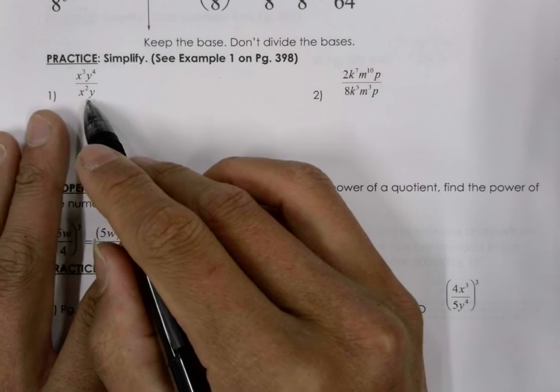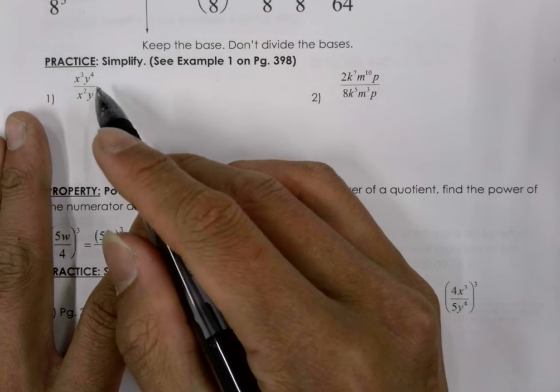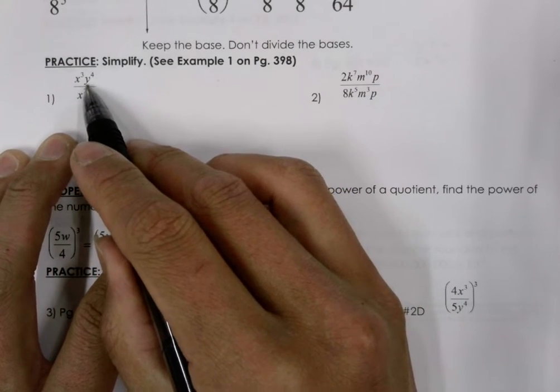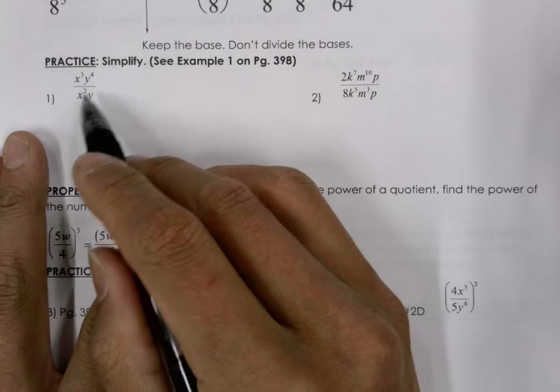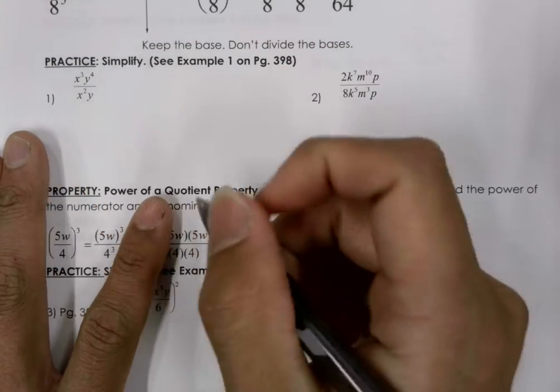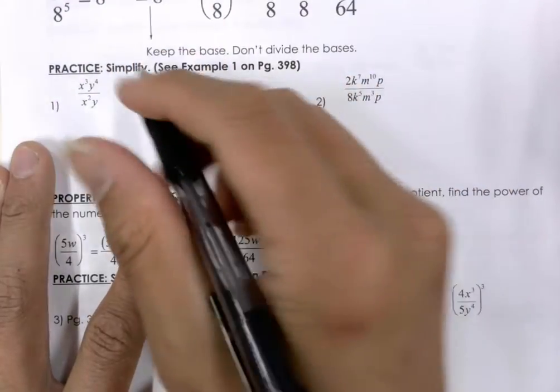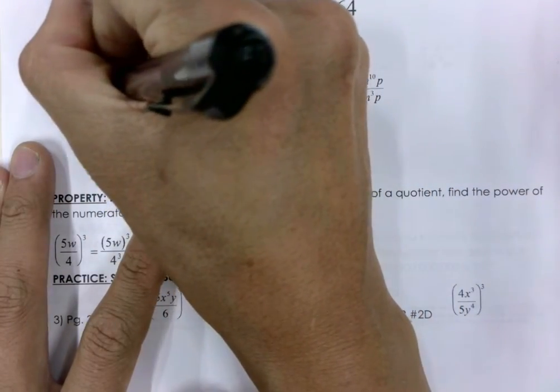Here it asks us to simplify using the quotient of powers property, and we have x to the power of 3 times y to the power of 4 divided by x to the power of 2 times y. And we can go ahead and apply the quotient of powers property.